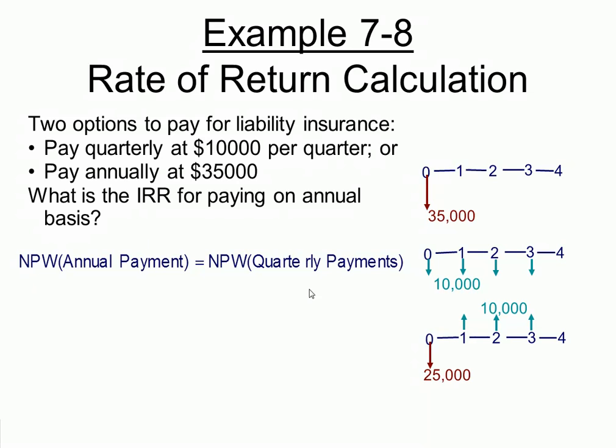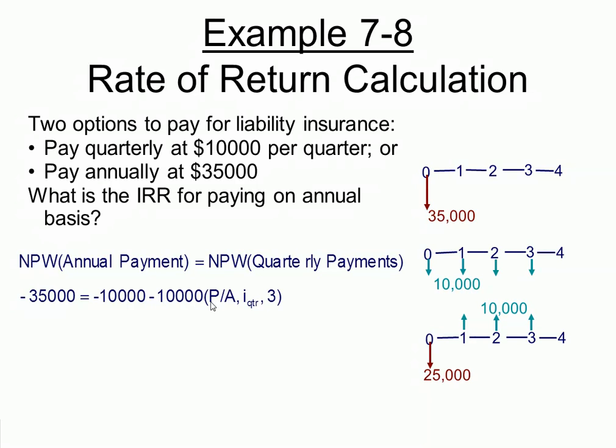So again, setting up the equations, net present worth of annual versus net present worth of quarterly payments, we'll get the 35, which occurs in the present, so no need to multiply by any discount factor. And this 10,000 also occurs in the present, so no need to multiply by any discount factor. But these payments, right, are a uniform series, three same payments, annual amounts of 10,000.